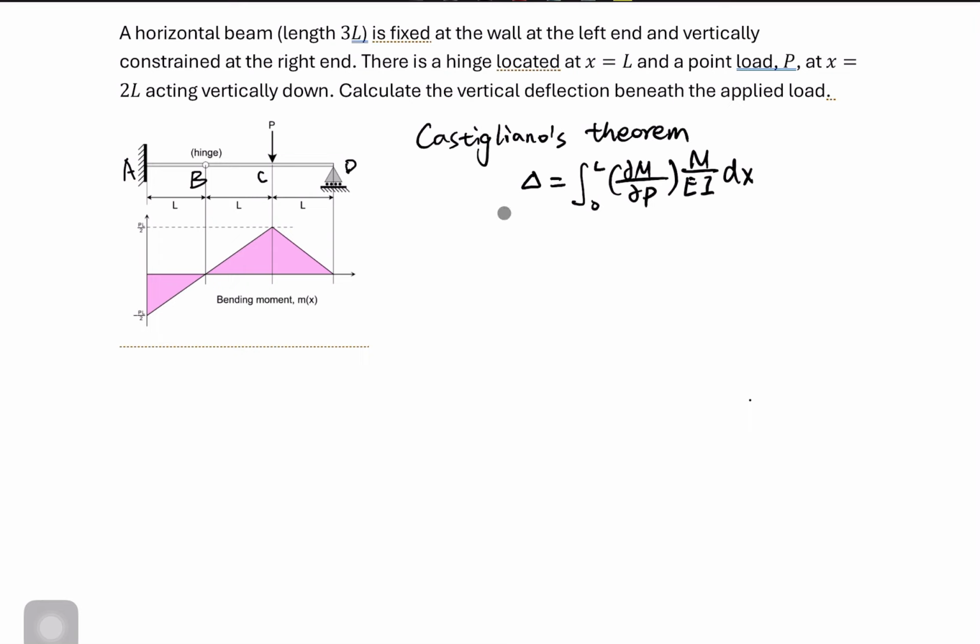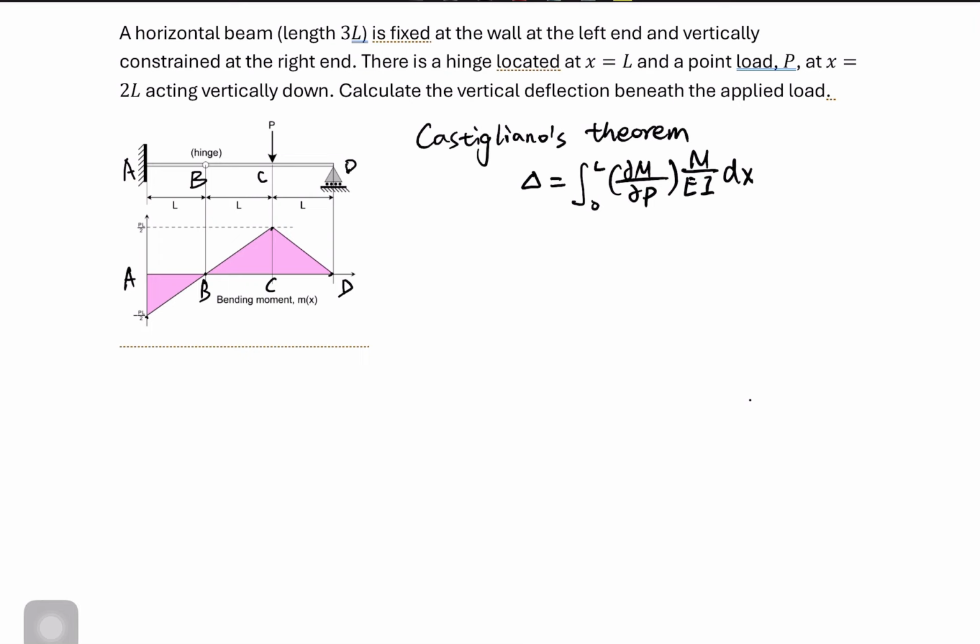In this question, they already provide the bending moment diagram shown here. If we say here are points A, B, C, D, then at point A the bending moment is minus PL over 2, at point B it is 0, at point C it is PL over 2, and at point D it is 0. So look at this bending moment diagram.